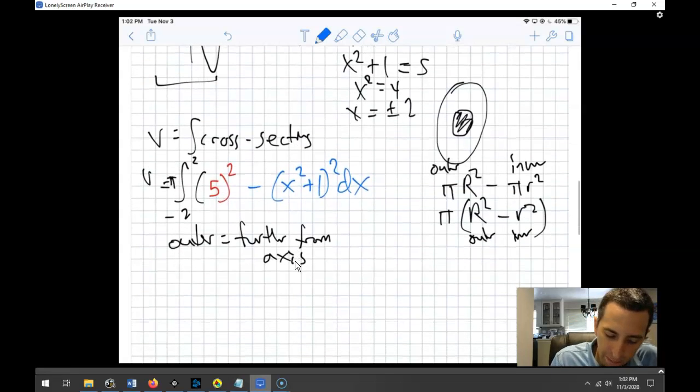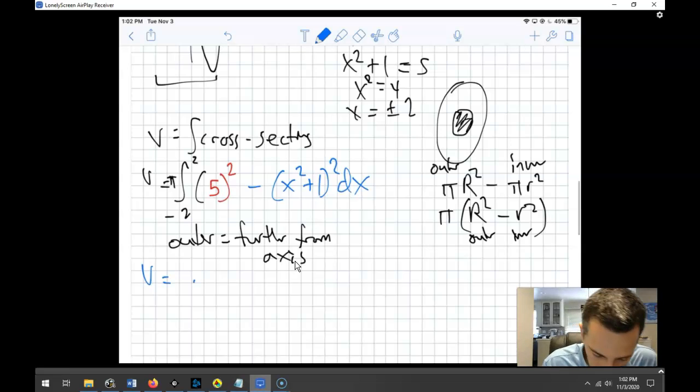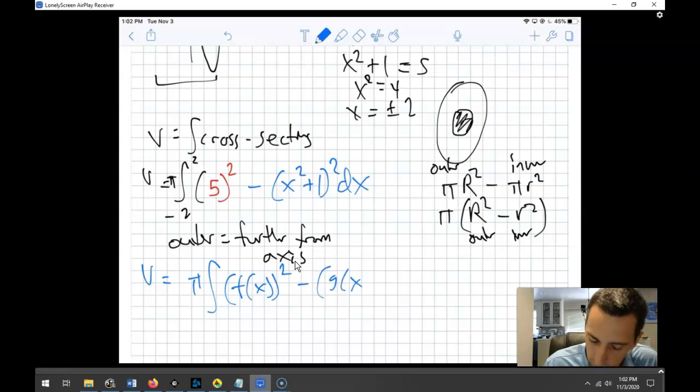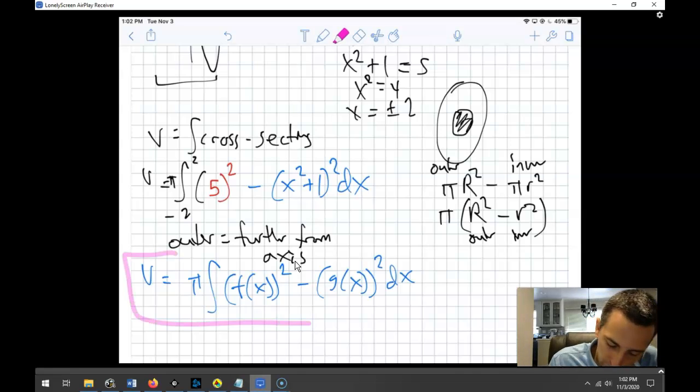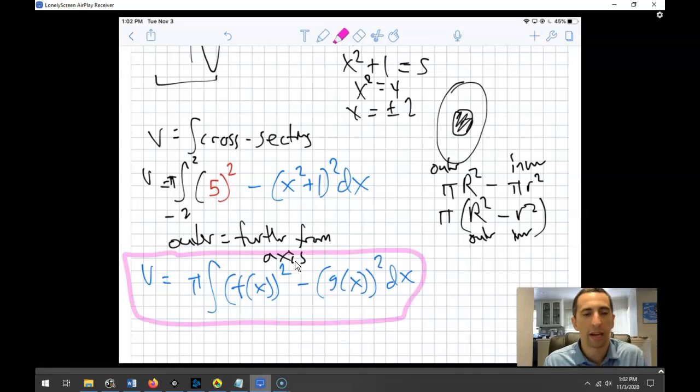Now, if you want a handy formula for this, it's pi times the integral of my outer radius, which would be f of x squared, minus my inner radius, which would be g of x squared. And this would be my key formula if I'm rotating around the x-axis. Okay, now we're ready to plug this in, and this is an integral you should just do on your calculator, of course. This integral is disgusting.